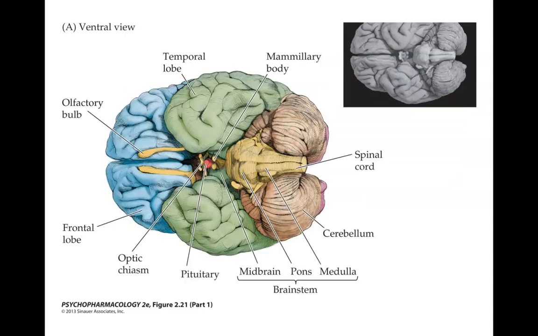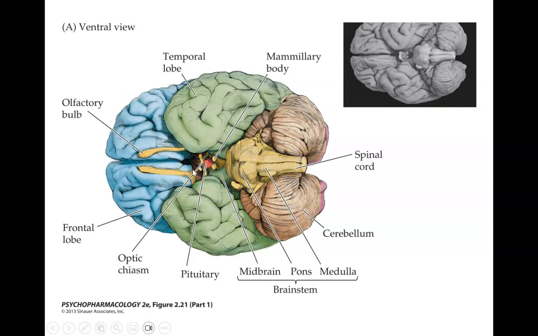So here's another way to look at it. Here we have a ventral portion of the brain. You can see portions of the frontal lobe. You can see the temporal lobes right here. Here we can see a view of the cerebellum. We have our midbrain located right here, our pons, and our medulla.